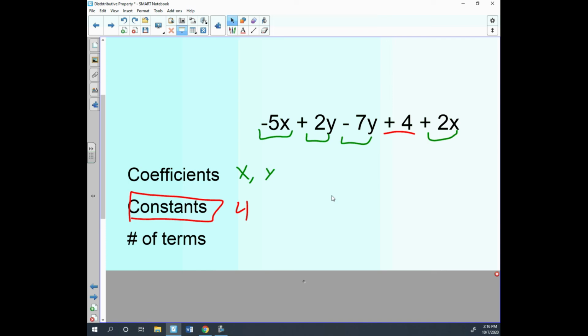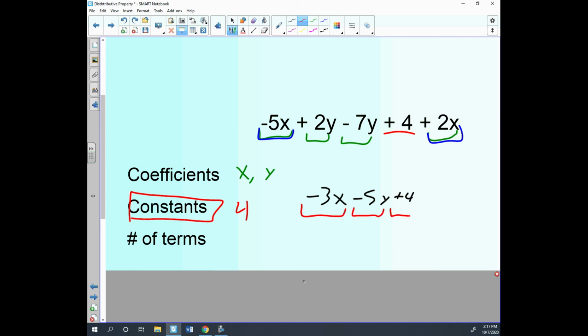Anyways, a number of terms. If I were to combine some of these, I probably should have done the same color. Let's do blue for these x's so I don't confuse it. Sorry about that. Negative 5x plus 2x is going to give me negative 3x. The y's are going to smush together to give me minus 5y, and then I have a plus 4. Well, each one of these things is called a term, and it looks to me like that there's 3 things there, so there's 3 terms. Okay? Hopefully those are making sense to you.